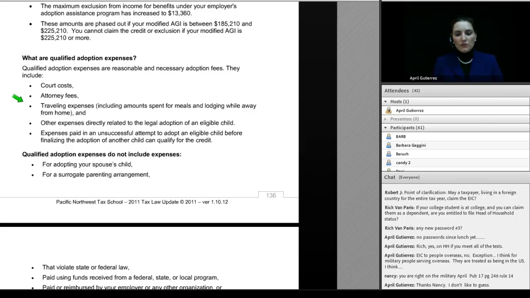Qualified adoption expenses are the reasonable and necessary adoption fees. They also include court costs, attorney fees, traveling expenses, including amounts spent for meals and lodging while away from home on the trip to China to adopt that child in China. Totally allowable. Other expenses directly related to the legal adoption of an eligible child. Expenses paid in an unsuccessful attempt to adopt an eligible child before finalizing the adoption of another child can also qualify for the credit.